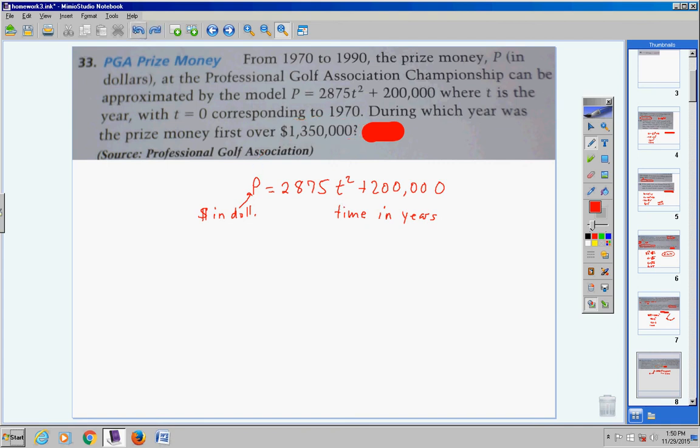Another way to look at it is this. It says, during which year? Well, that means I'm looking for T because T is the time in years. So I'm solving for T. So I'm not going to put anything in for T. I'm solving for T. I already understand that the prize money they want me to find out the time frame for is 1,350,000.